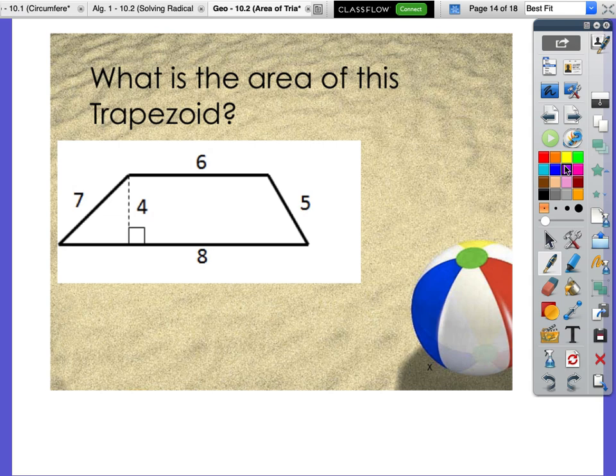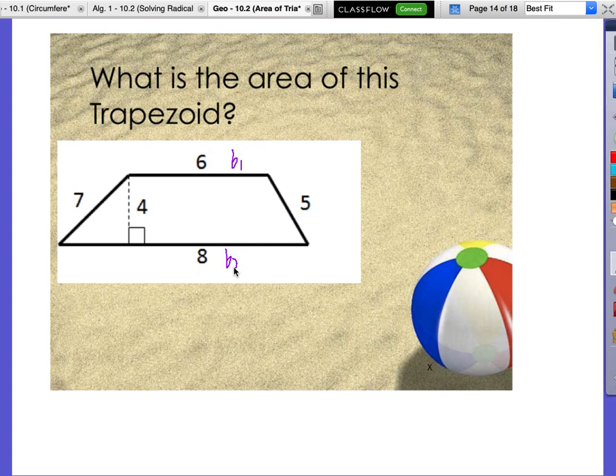Okay, so what's base one here? Does it matter whether it's 6 or 8? No! So what's the other one? Base 2. What's our height? 4. It's perpendicular to our bases. This one needs to be perpendicular to both bases, and it is. Okay? Both bases. So area is equal to what plus what? 6 plus 8 in parentheses times what? 4 all over 2.